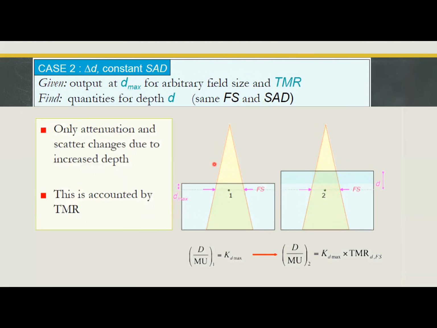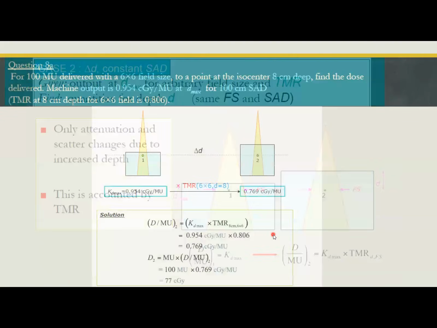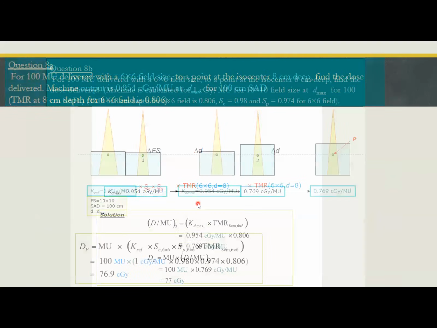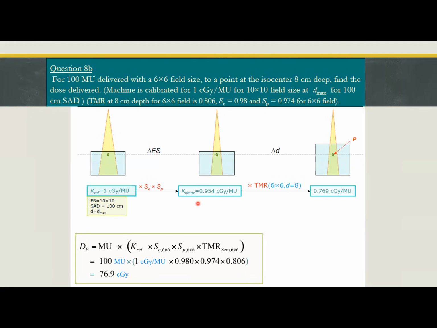Case 2, constant SAD. For constant SAD, only the TMR factor will be used to calculate the dose rate. So this is an example: the dose at Dmax, the dose at any depth. Of course, the variation will be reflected in the TMR value. This is another example: for 100 MU, delivering a 6 by 6 field to a point at isocenter at a given depth, find the dose delivered.